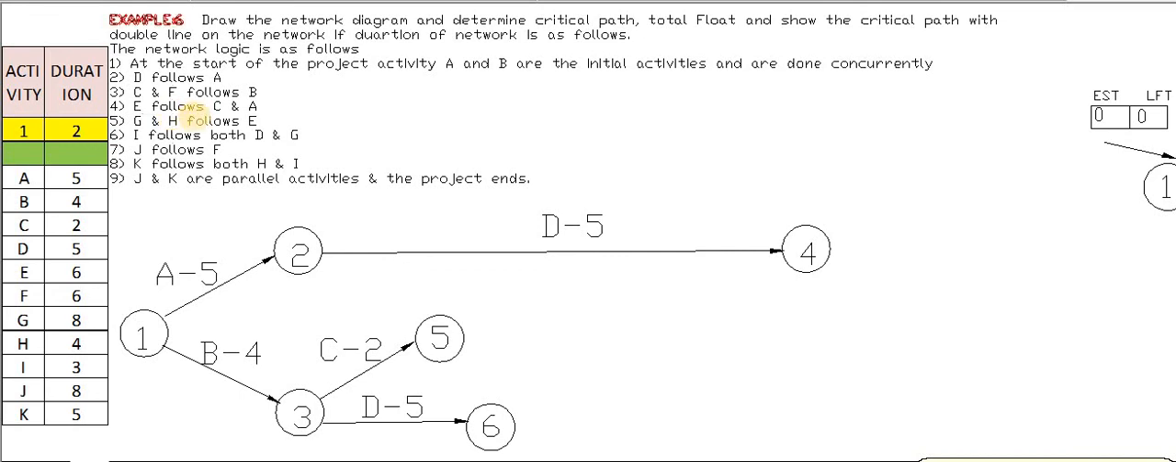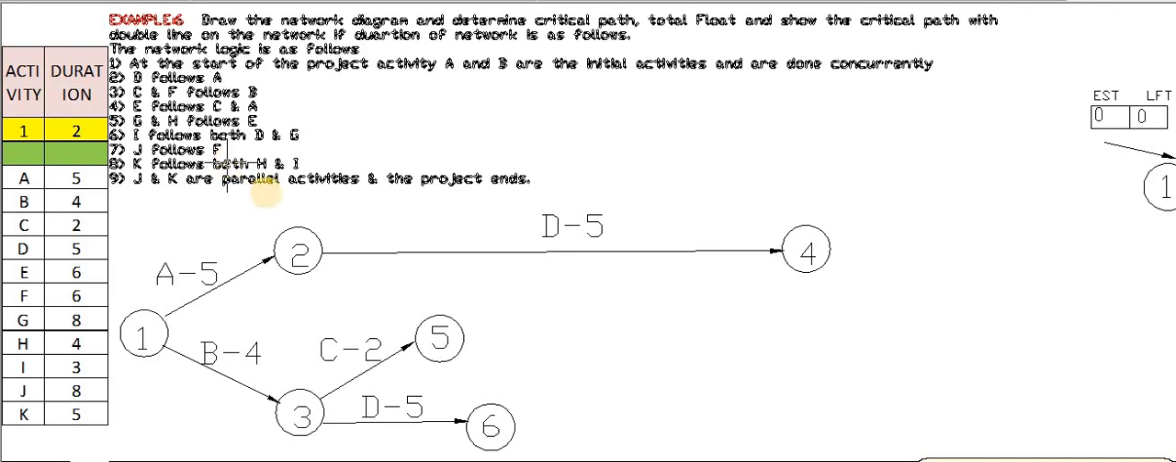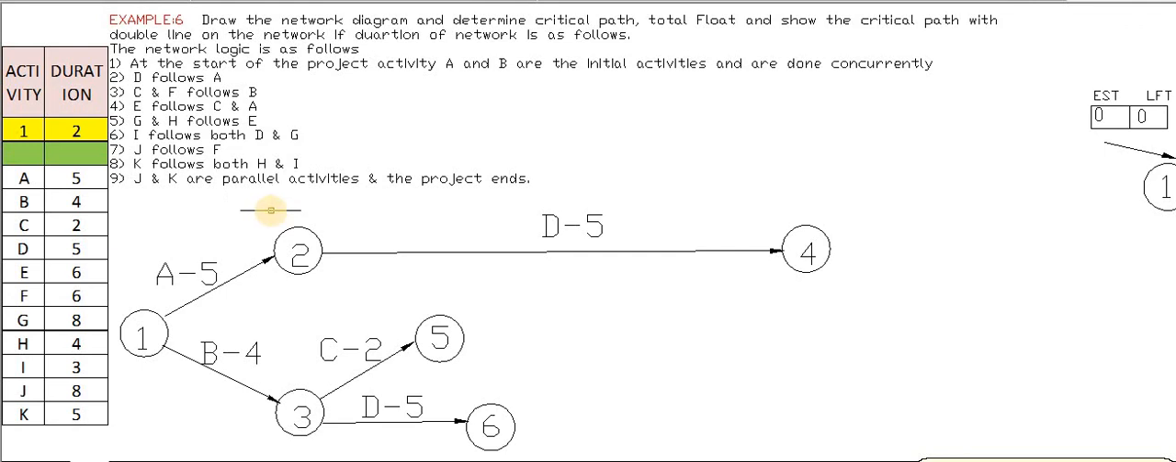Okay? This fourth line indicates E follows C and A. That means the point at which C and A are ending, the same point we have to start as capital E. But we have to see C and A, but C and A are ending at different points. So how can we have activity E starting at the same point? So we have to insert the dummy activity, because A is ending at this second number node, activity is ending at the node number 5.